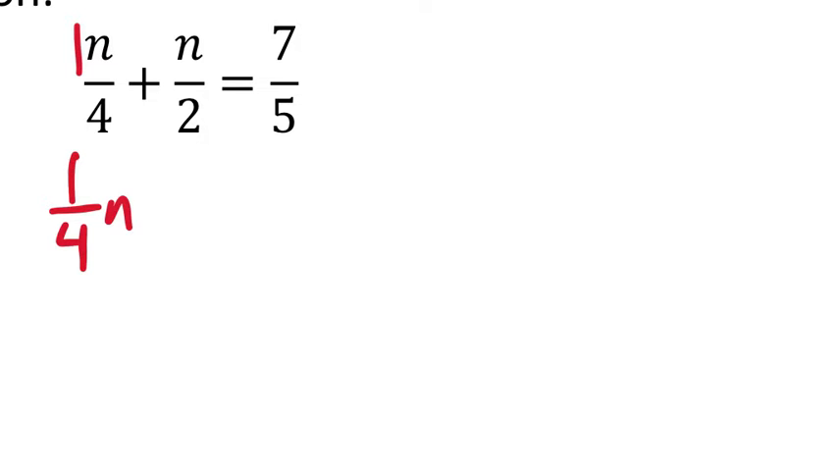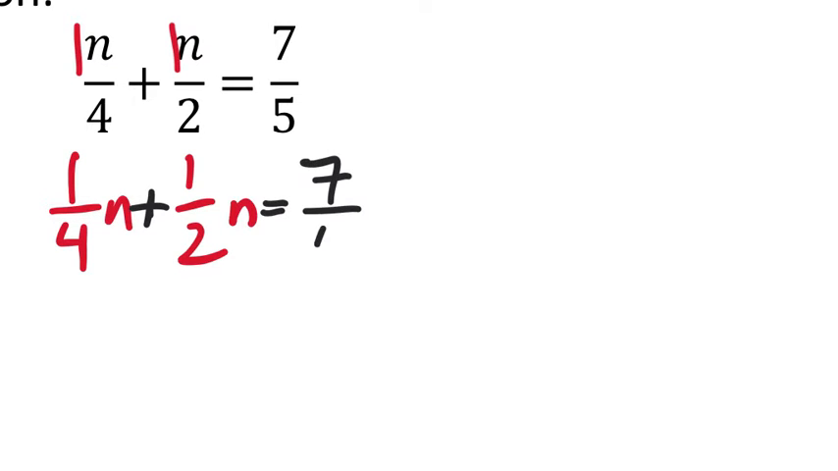Now, did I have to do that? No. But I hope that it helps. So maybe I'll do this one twice. And so this next one, that's 1n over 2. I'm just going to make it 1/2 n. I'll keep the plus between them. This equals 7/5, right? Don't need to change that.